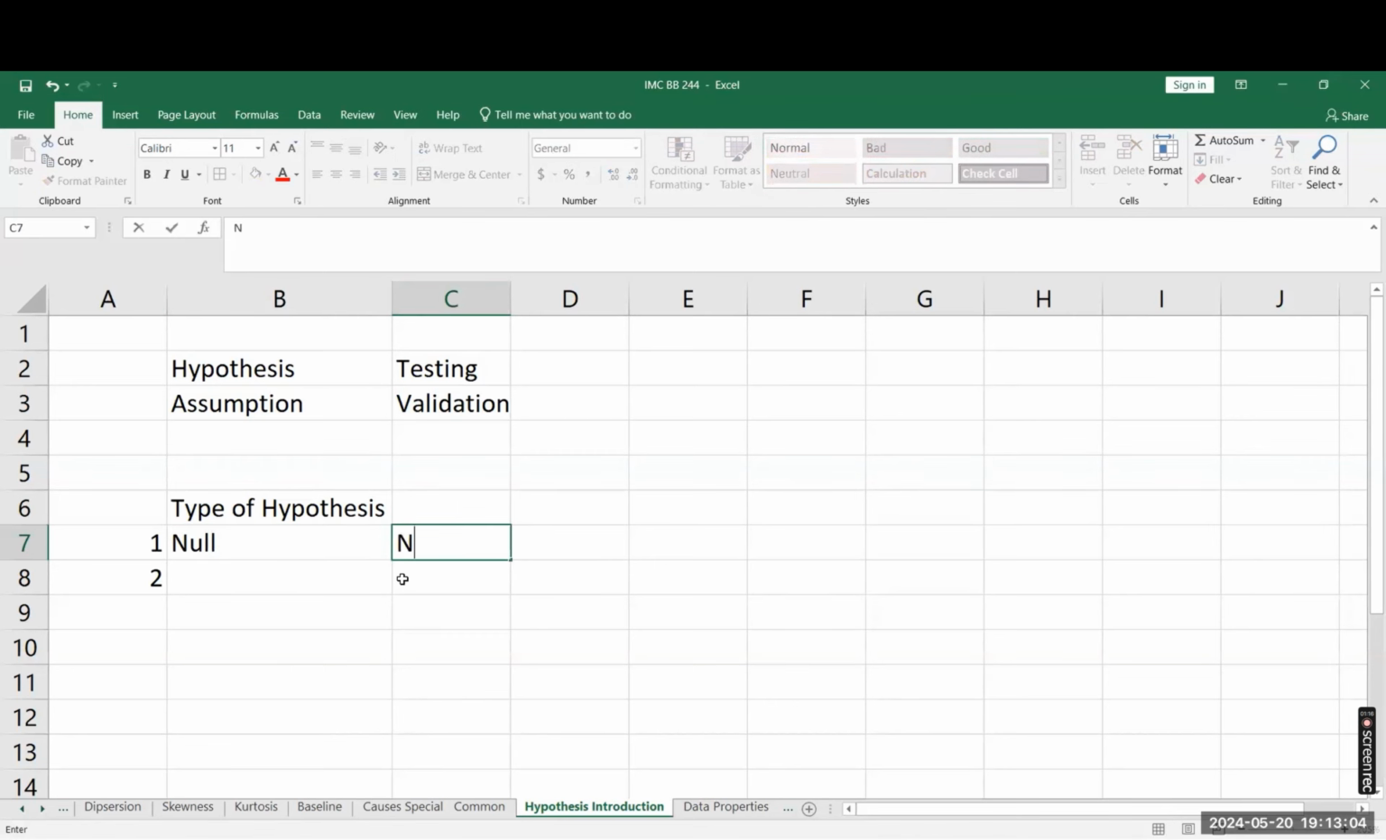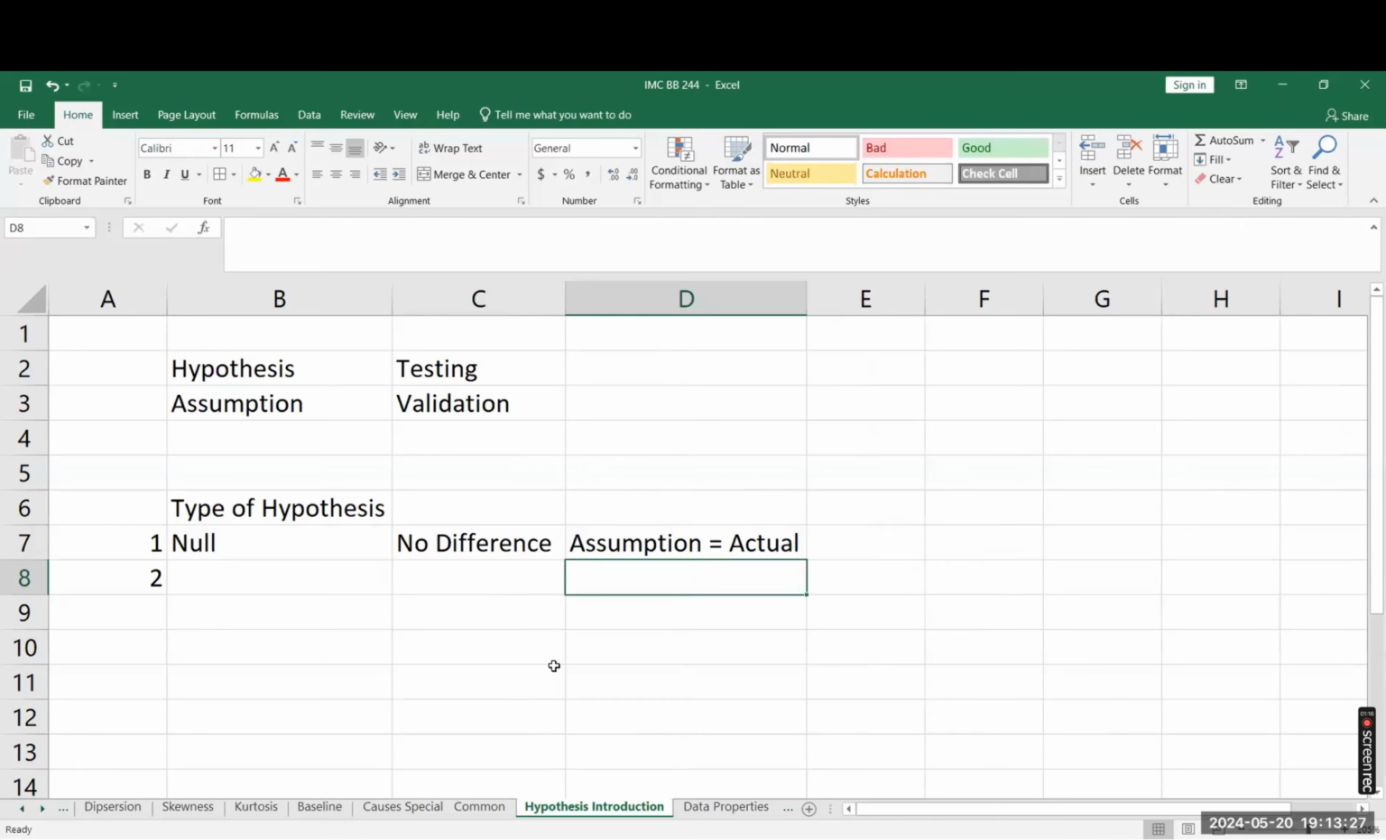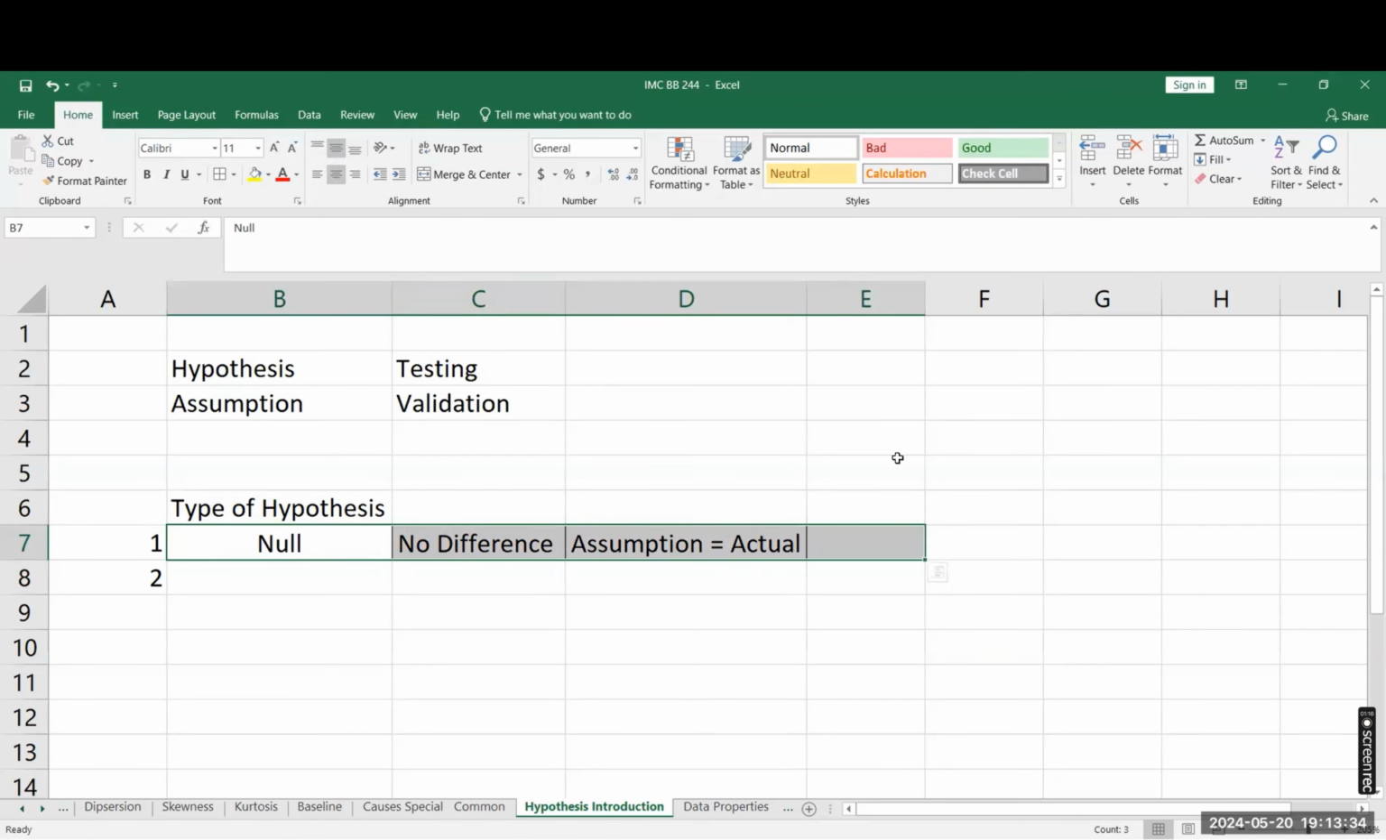Null will say there is no difference. No difference means your assumption about the data is equal to the actual. Both are the same. And we find out this validation with the help of hypothesis testing, and this will come in the form of a p-value.